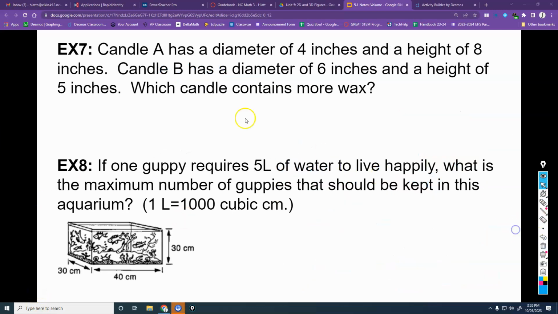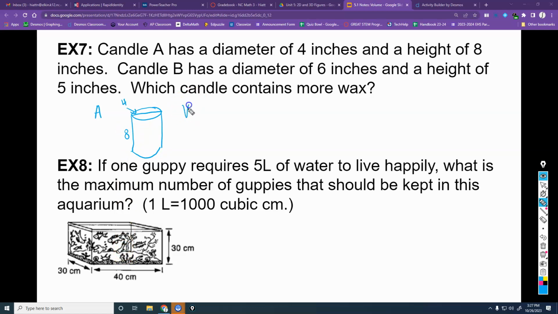I've got a few word problems that we're going to look at here. For 7, candle A has a diameter of 4 inches and a height of 8 inches. Candle B has a diameter of 6 inches and a height of 5 inches. Which candle contains more wax? So if we look at candle A, we have a diameter of 4 inches, and then we have a height of 8 inches.